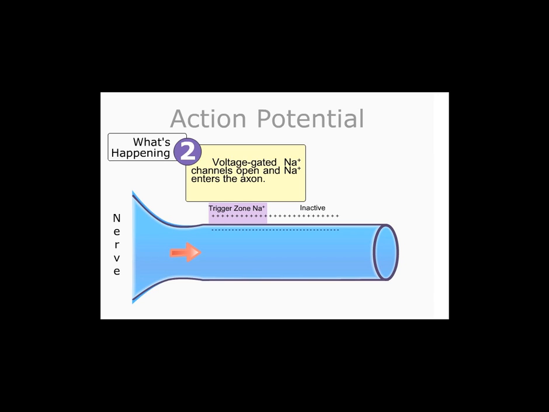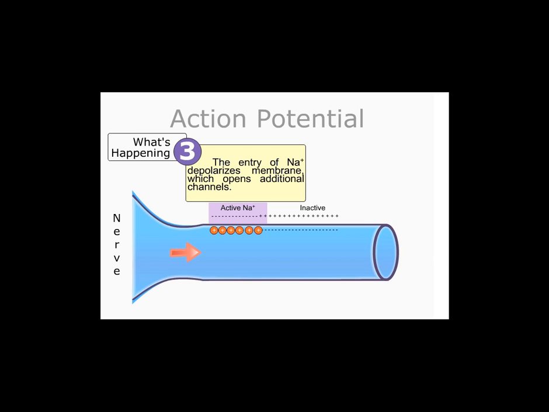And as those channels are opened up, a large number of sodium ions with a positive charge will come into the axon, and these will cause rapid depolarization, which is measured as the upstroke of the action potential.